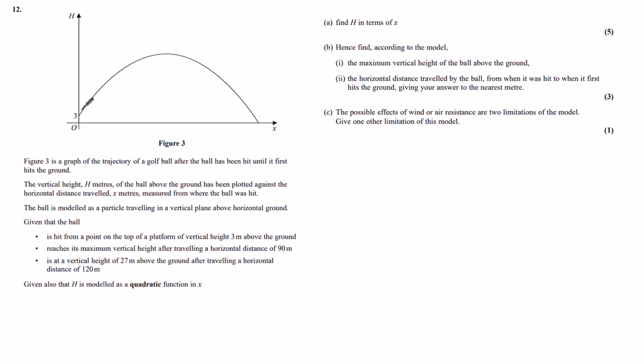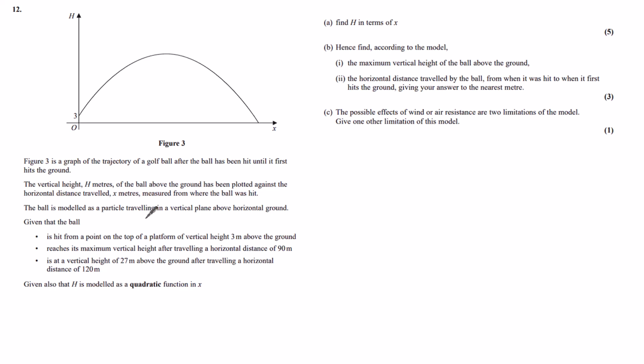Question 12. Figure 3 is a graph of the trajectory of a golf ball after the ball has been hit until it first hits the ground. The vertical height h meters of the ball above the ground has been plotted against the horizontal distance travelled x meters, measured from where the ball was hit.